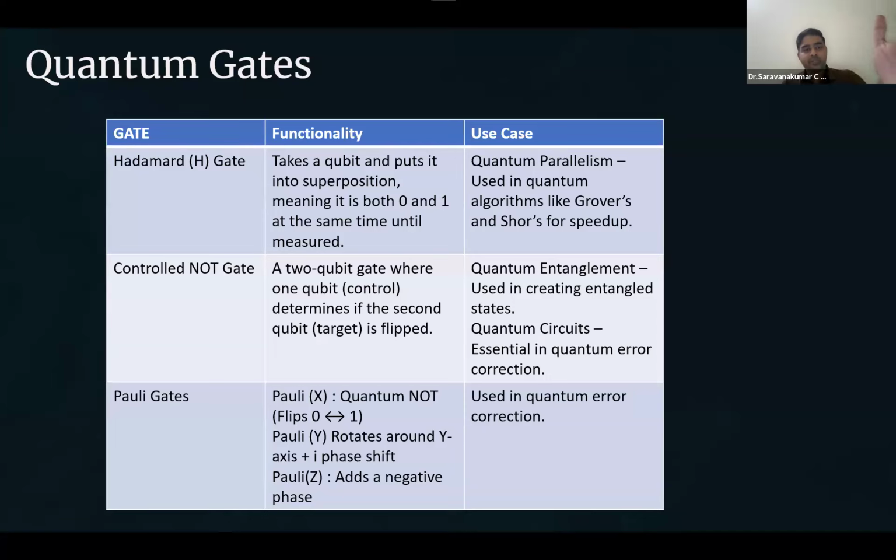H gate is used for superposition, controlled NOT gate is used for entanglement, and Pauli gates are used for quantum error correction. Simple points. Even if whatever I've said in the last minute is confusing, remember the first thing is superposition, entanglement, and quantum error correction: Pauli gates.